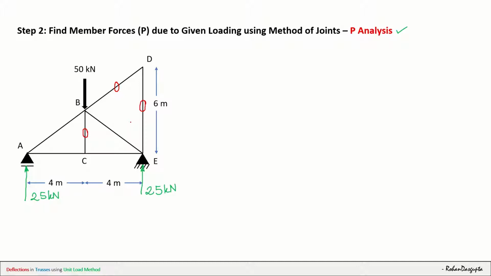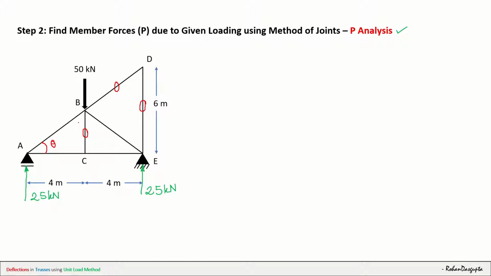Now let us choose the joint using which we will start the method of joints. But even before doing that, I suggest that we find out this angle BAC. Okay, so here let us find out this theta. What will be this theta?